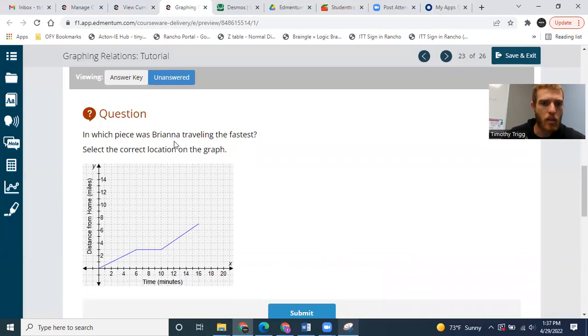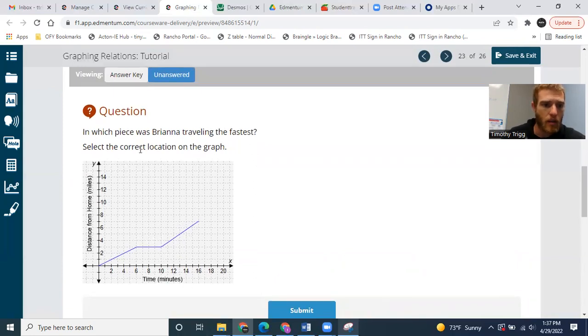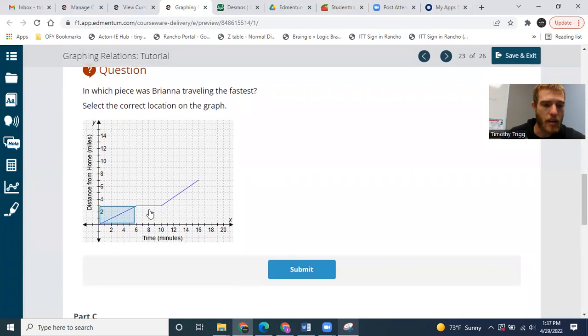In which piece was Brianna traveling the fastest? So was she traveling the fastest during this time, or this time? Well, you can tell the speed she's traveling. Basically, it's the slope of the line. So the steeper the slope, the faster she's traveling, right? Which makes sense because if you have a steep slope, you're traveling less time but more distance, so you're going faster. You can see which of these sections has the steepest slope. Well, that would be this section right here.